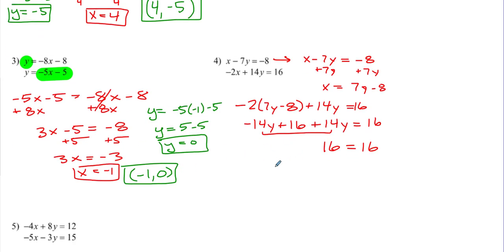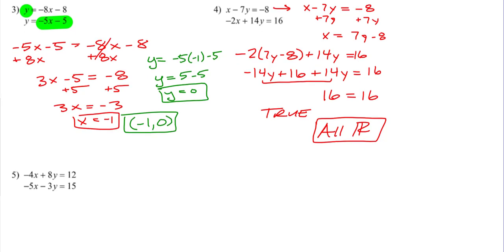Oh, variables disappear. This looks like a true statement. What does that mean? All real numbers. So remember, true, all real numbers. False, no solution. All right, and then number 5.